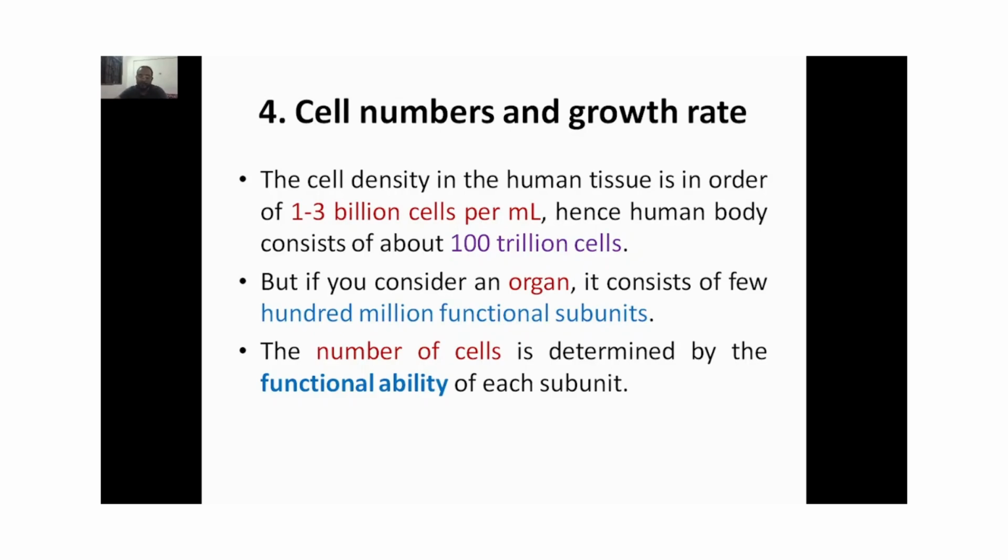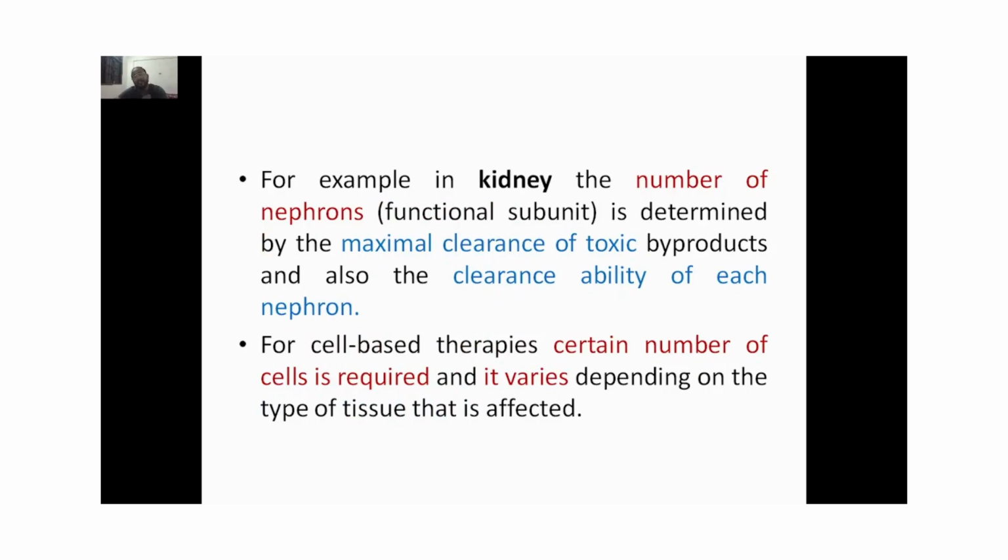So for example, in the kidney the number of nephrons, that is the functional subunits, is determined by the maximal clearance of the toxic products. That means the function of the nephron is the clearance of toxic byproducts, and also the clearance ability of each nephron. So that is how we see it. If the filtration is proper, then the kidney has the actual number within the normal range. If the filtration is not proper, then there are fewer nephrons.